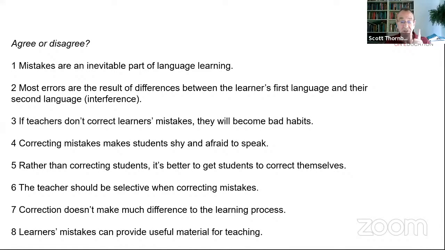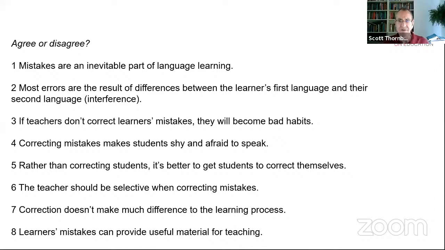But we have to bear in mind that a lot of errors are developmental. They have nothing to do with the first language. Number three: if teachers don't correct, learners' mistakes will become bad habits. Well, the notion of bad habit we tend to associate with theories of language learning which have become a little bit discredited. I'm thinking of behaviorist views of language learning, which is what this notion of interference was associated with: the idea of good habits, bad habits, that the first language causes bad habits, and that errors should be corrected, otherwise they become bad habits.